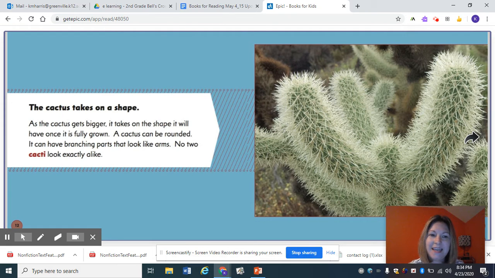The cactus takes on a shape. As the cactus gets bigger, it takes on the shape it will have once it is fully grown. A cactus can be rounded. It can have branching parts that look like arms. No two cacti look exactly alike.